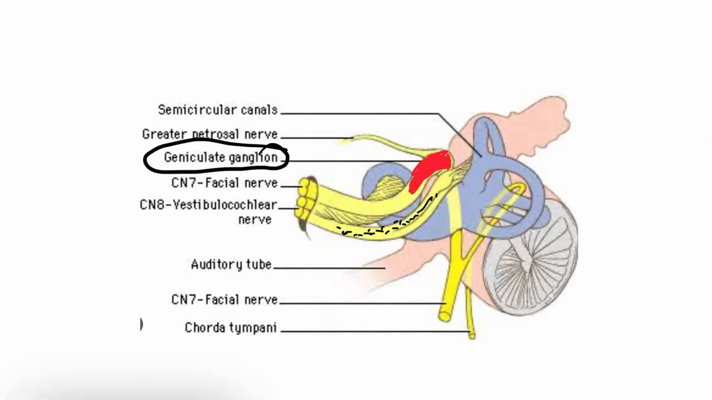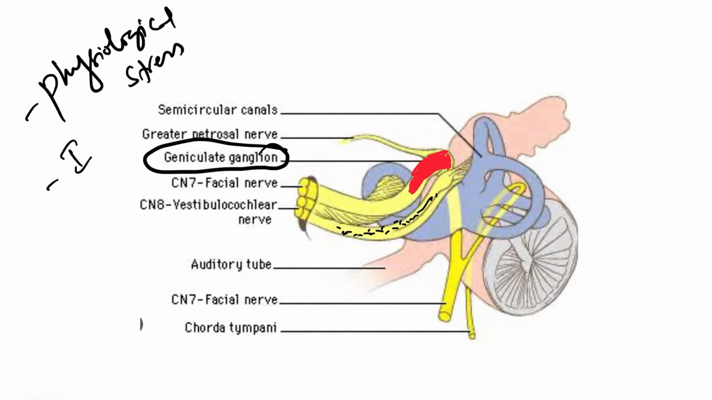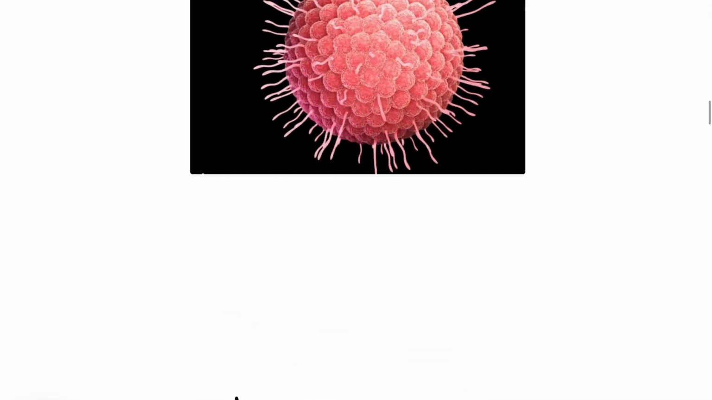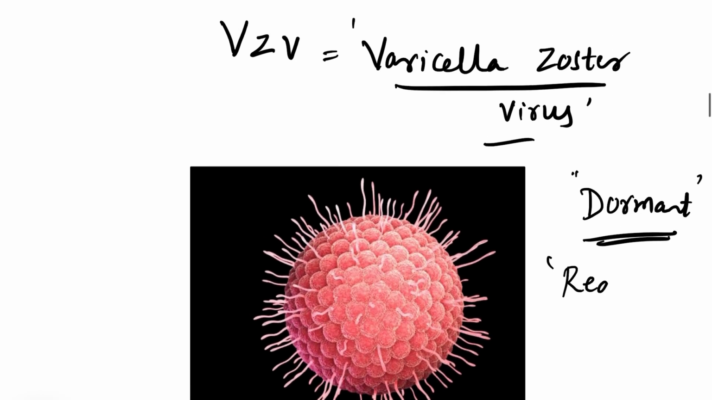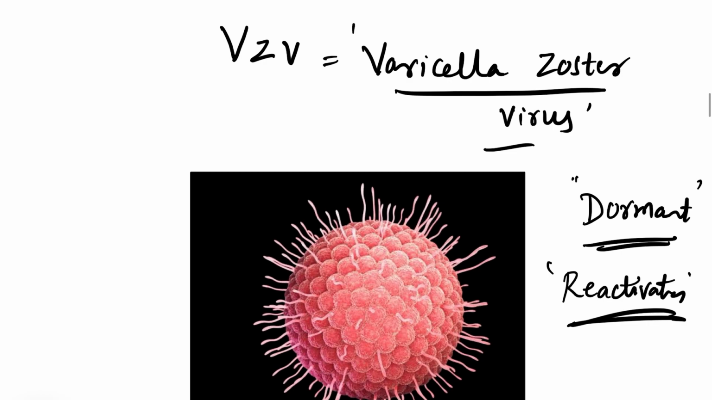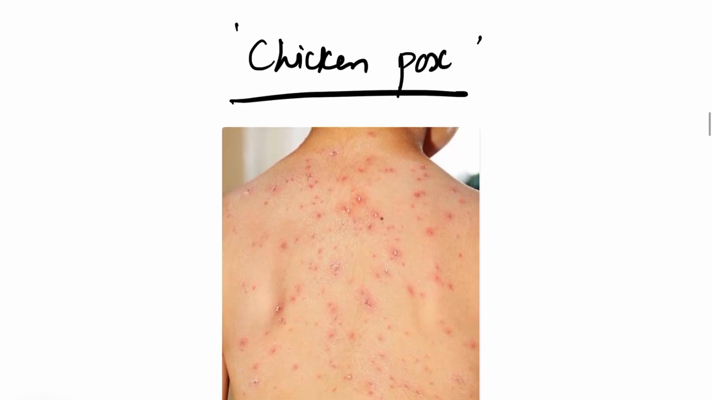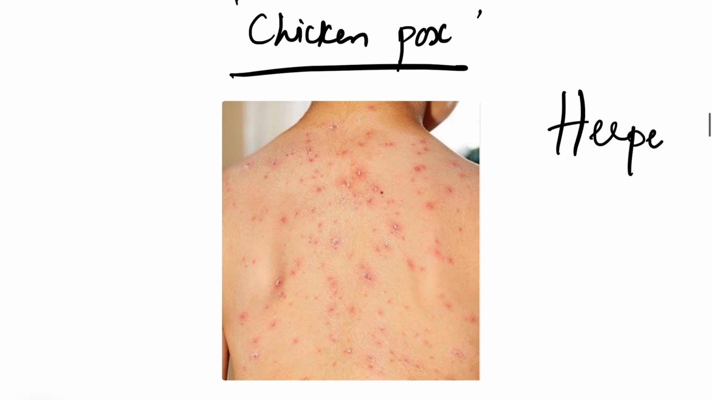But whenever there is some physiological stress, or some immunosuppression due to any disease, or by some immunosuppressive therapy, or due to any other reason where there is a decrease in the immunity, then this particular virus, which was in the dormant state in the geniculate ganglion, will be reactivated. That is the reactivation. And in general, reactivation of this varicella zoster virus during adulthood is termed as herpes zoster.